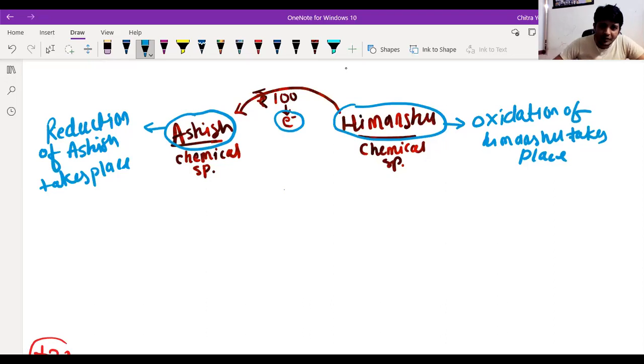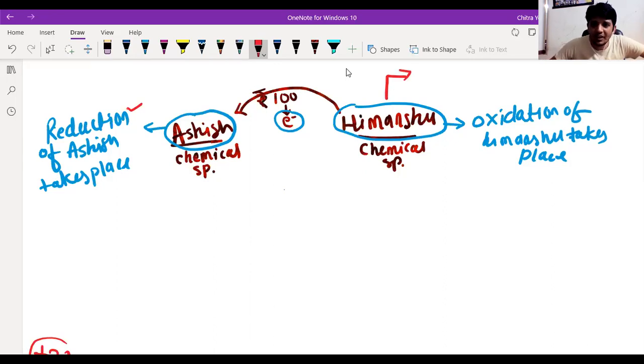Now what happens here? See, Himanshu has given 100 rupees to Ashish. That's why Ashish is getting reduced. Means we can say Himanshu causes reduction of Ashish. That means Himanshu acts as a reducing agent.